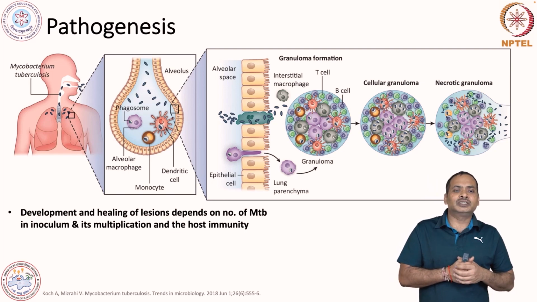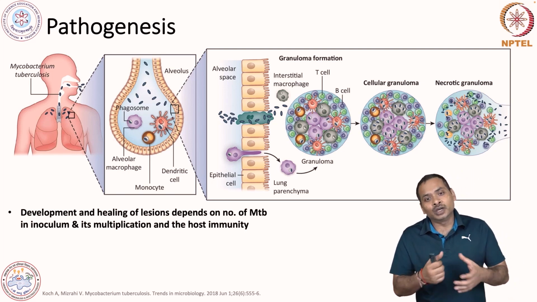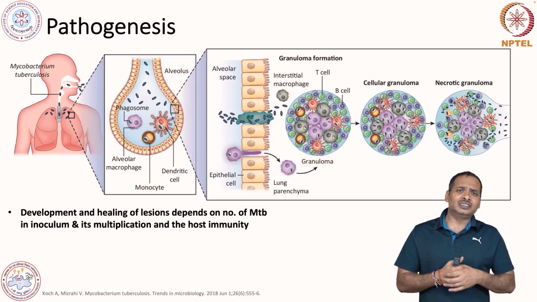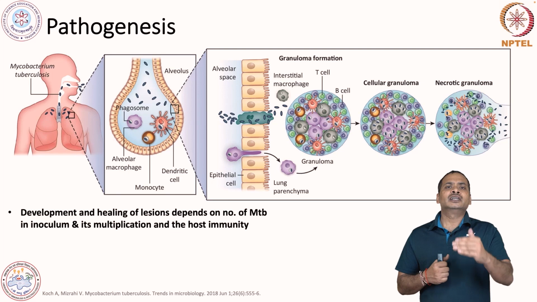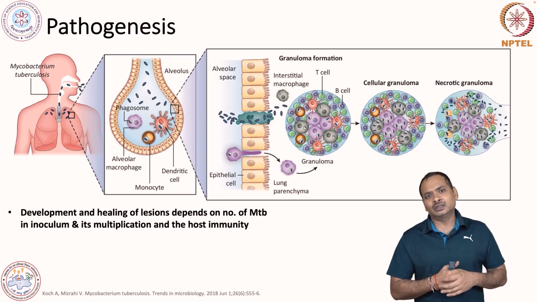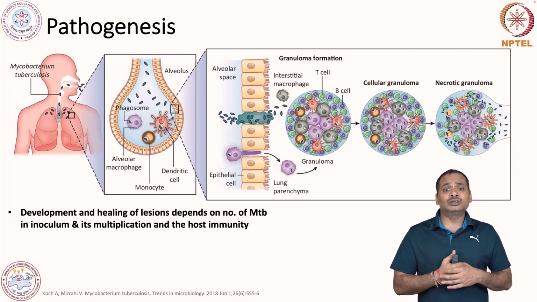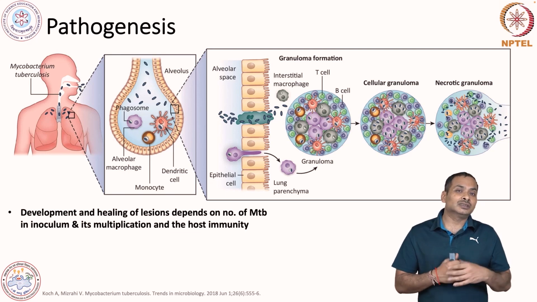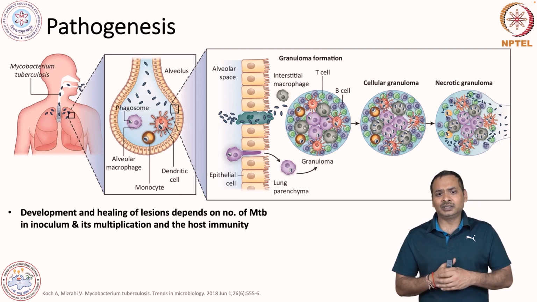Here you can see that it is taken up by the alveolar macrophages. Here you can see alveolar macrophages, alveolar dendritic cells. There are dendritic cells present in the lungs, and monocytes. So the dendritic cells and macrophages are infected with Mycobacterium tuberculosis, and sometimes monocytes are also infected. In most cases, it is cleared by the macrophages or dendritic cells.